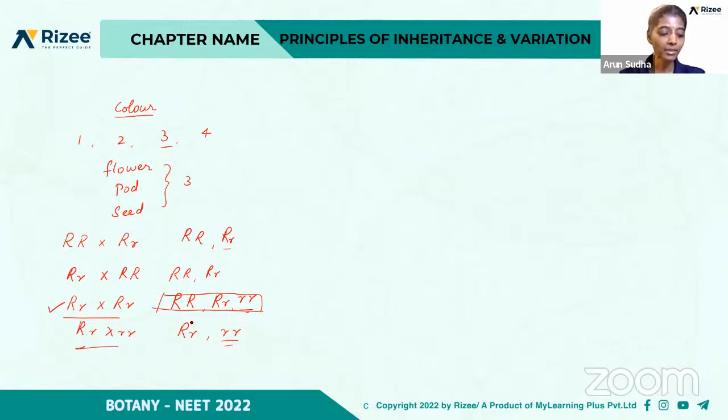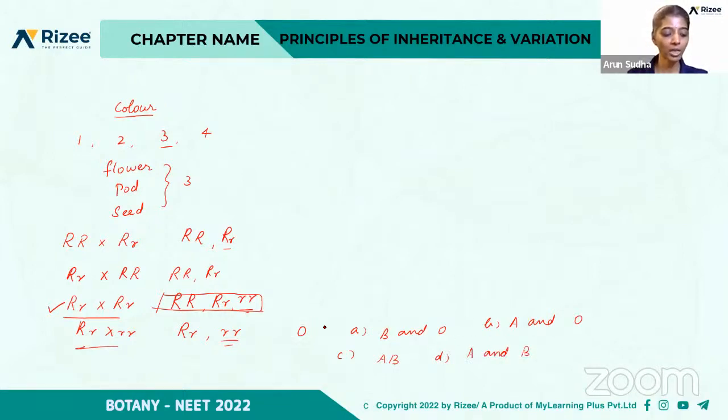If the blood group of the child is O, his parents' blood group cannot be: option A, B and O; option B, A and O; option C, AB; and option D, A and B.